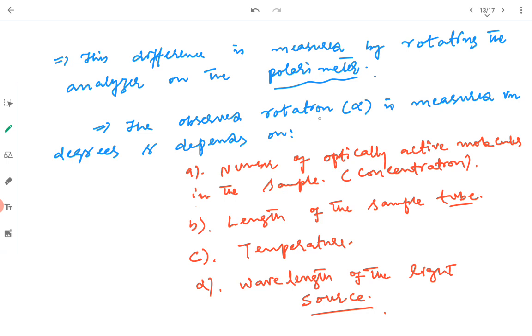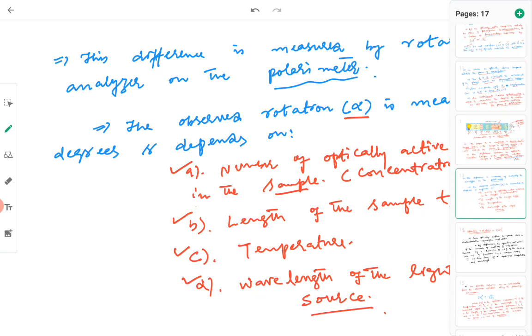This observed rotation alpha is measured in degrees and depends on many factors. Number one is the concentration of the sample, meaning the number of optically active molecules in the sample. Number two is the length of the sample tube. It also depends on temperature, and on the wavelength of the light you are using. So these are the factors which affect the observed rotation.